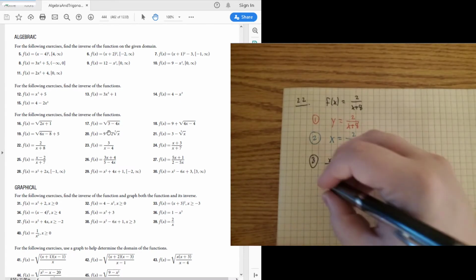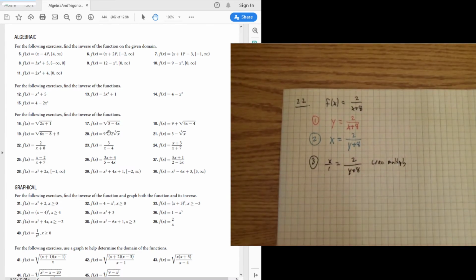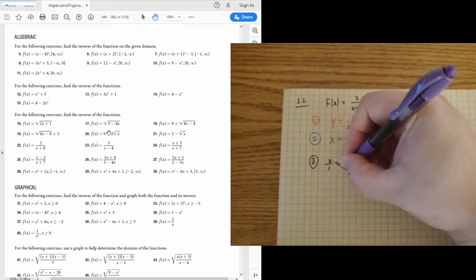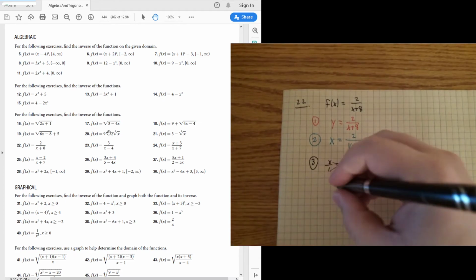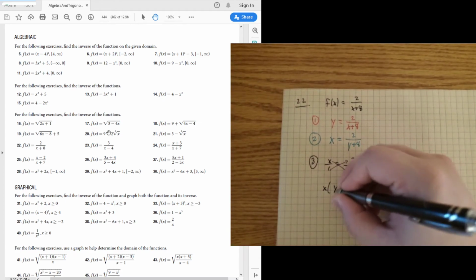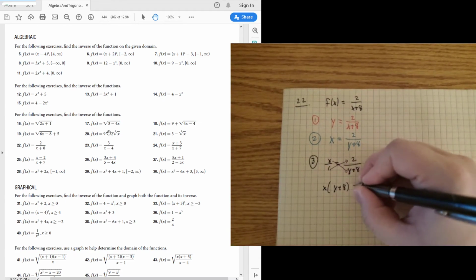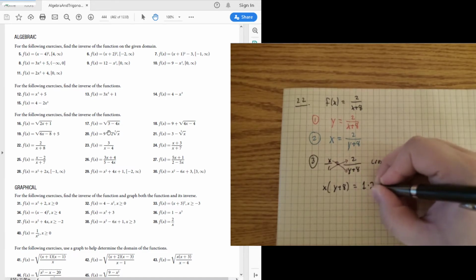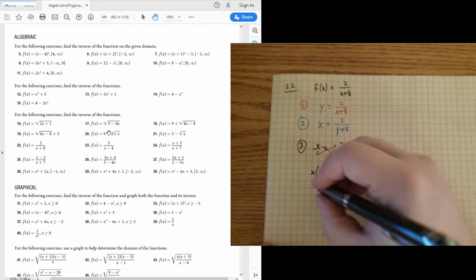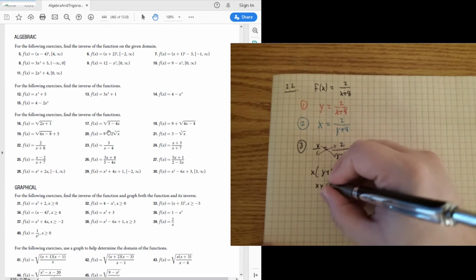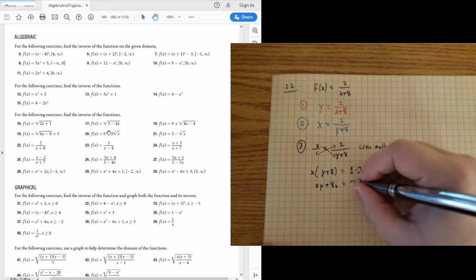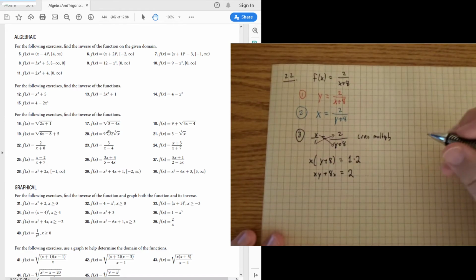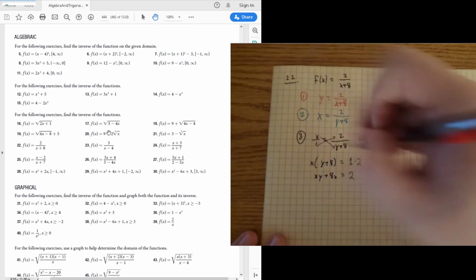Okay, let's do it. So when we cross multiply, remember you're going to take x times y plus 8 and 1 times 2. Now x times y plus 8 would be xy plus 8x. And 1 times 2 would, of course, be 2. So we just took our function and we simplified.